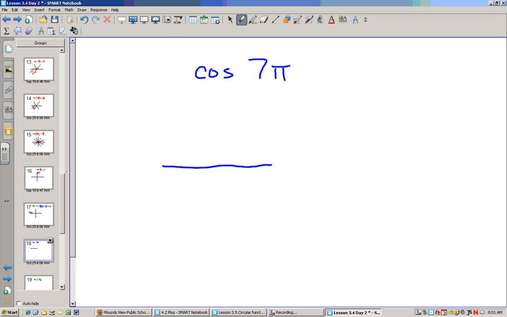Cosine of 7 pi. So we have 0, pi, 2 pi, 3 pi, 4 pi, 5 pi, 6 pi, 7 pi. So 7 pi would be back over here, which would be the point negative 1, 0, and the cosine is the x, so that value would just be negative 1.